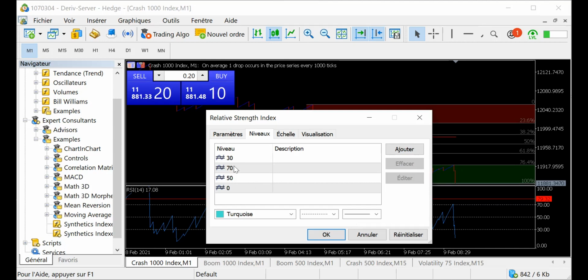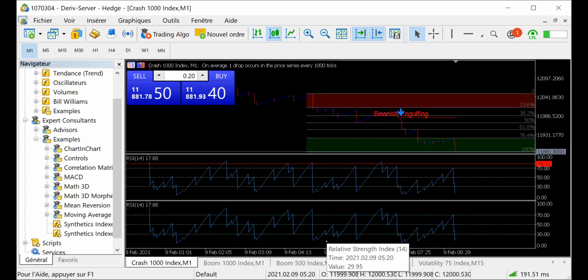You take the different levels: 30, 70, 50, and 0. We talk about the main points which can help you to take a position, sell or buy. You download it here, and you just accept it by saying okay.